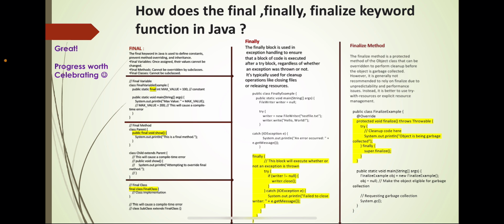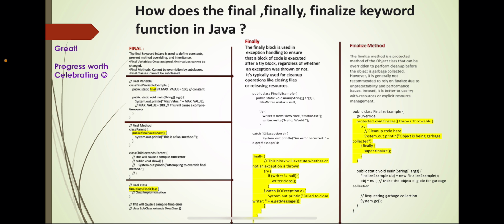Then you can use it in a final method. Here, final void show is a final method, and when you attempt to override this final method, it will give a compile time error. So class Child extends Parent, and in this child class we are giving public void show again, which is attempting to override the final method. Then the final class: this will cause a compile time error when a subclass extends the final class, because this class is a final class which cannot be extended.